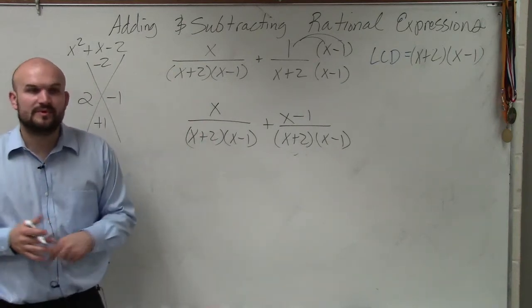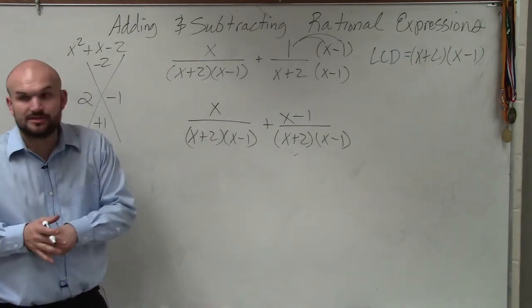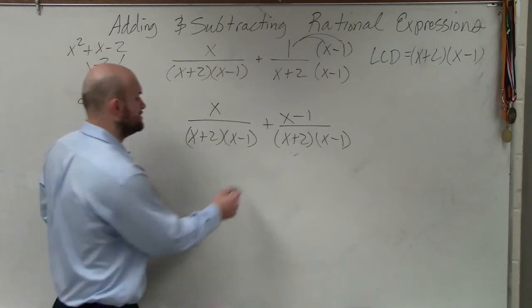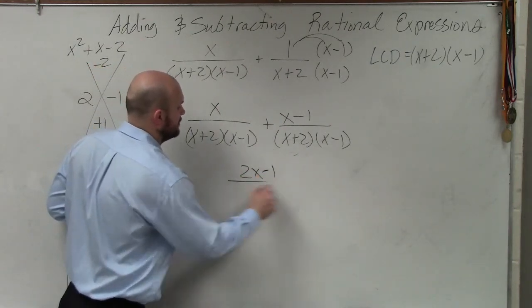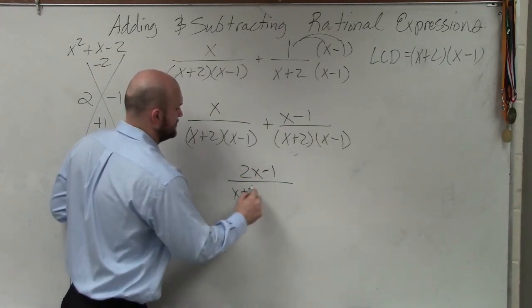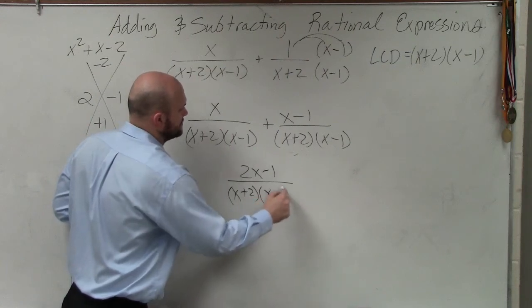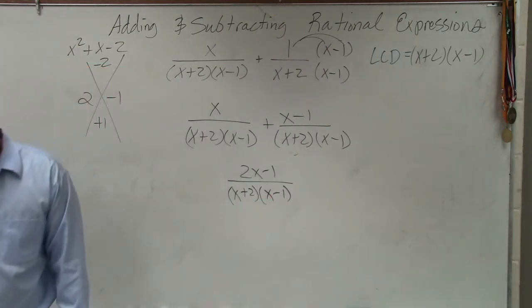Now we combine like terms. When we have common denominators, we just combine our like terms in the numerator, which would give us 2x minus 1 over x plus 2 times x minus 1. And that's it.